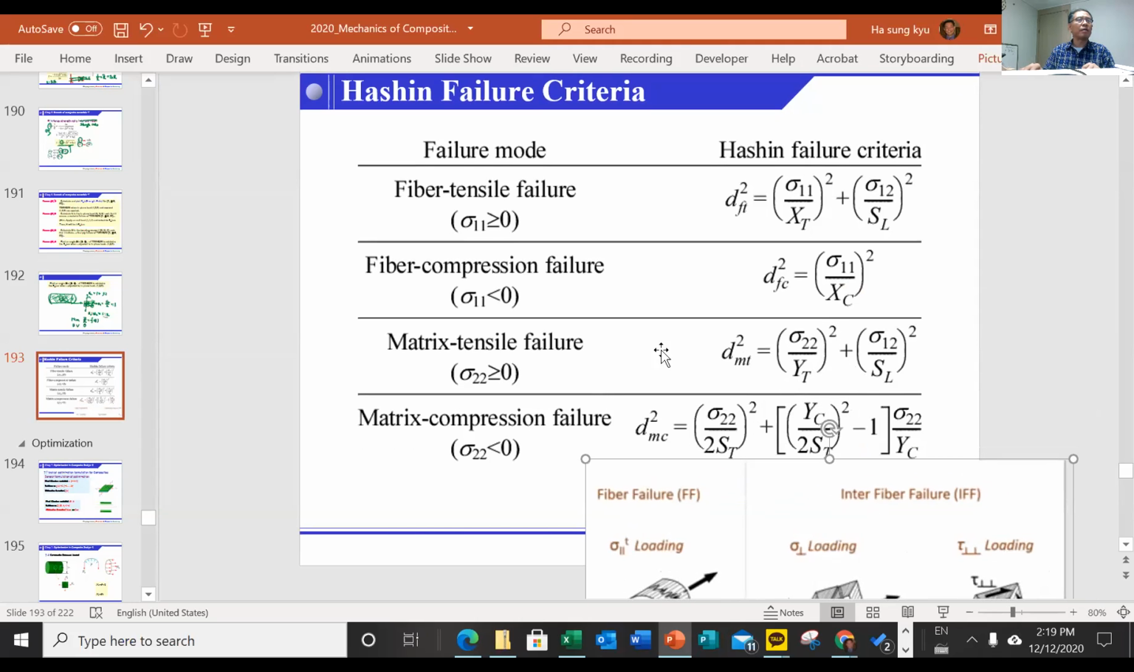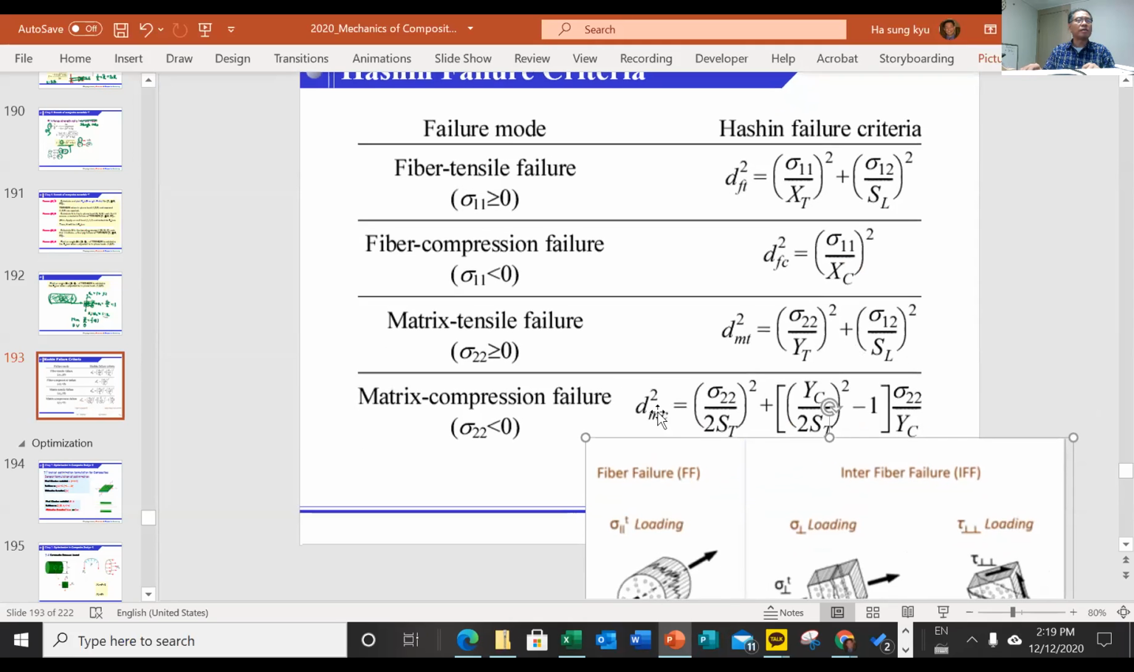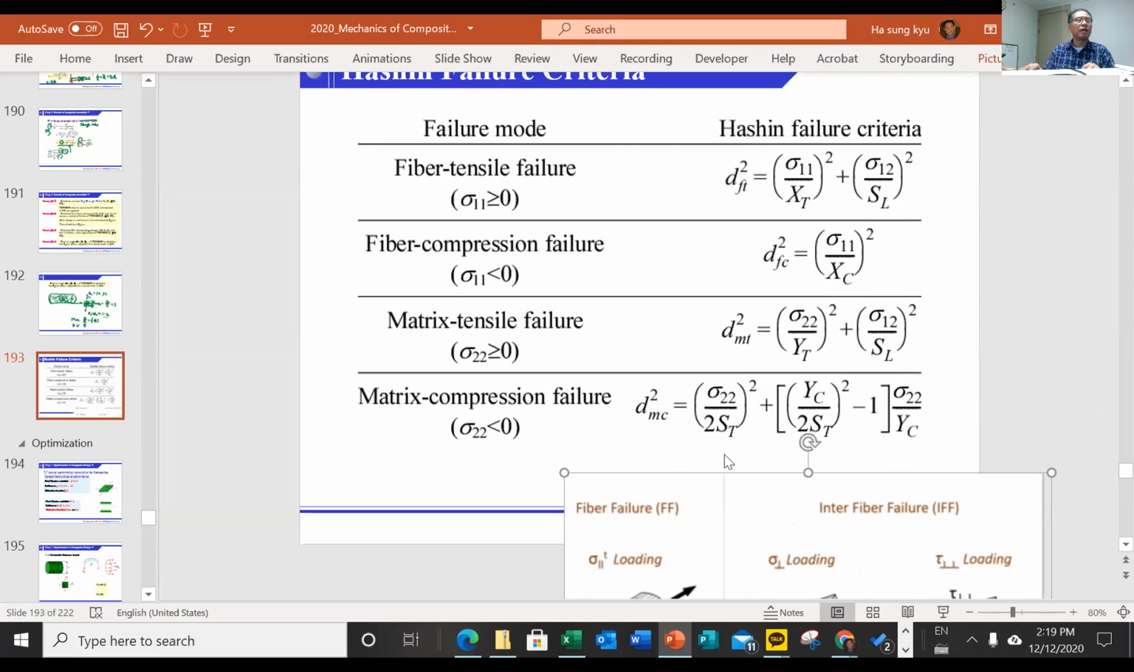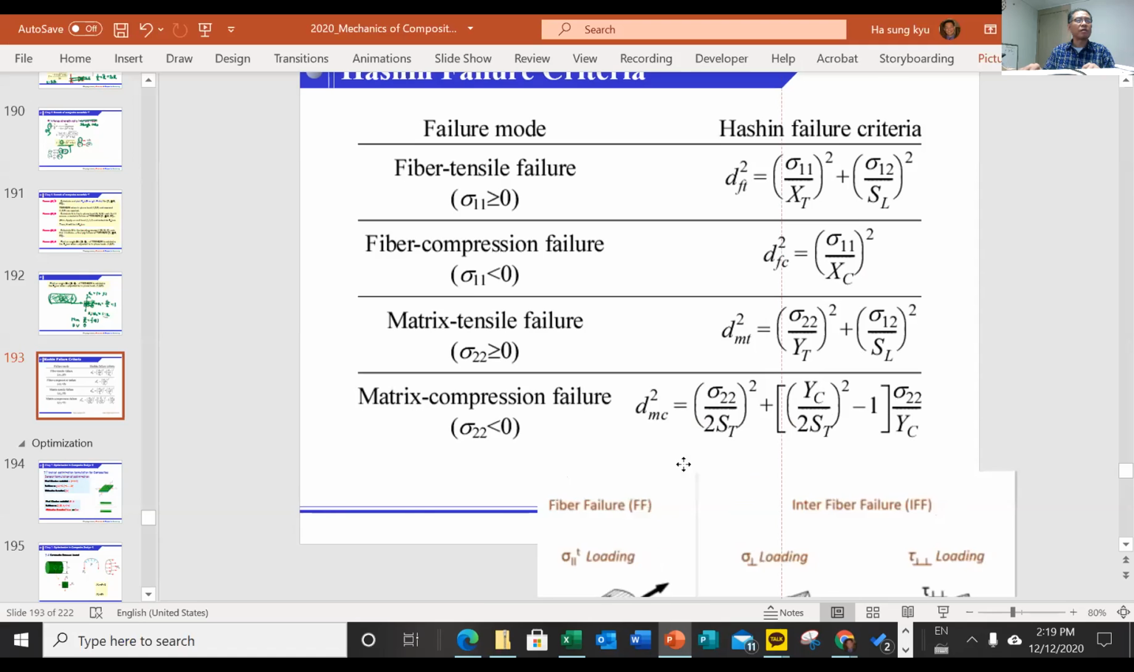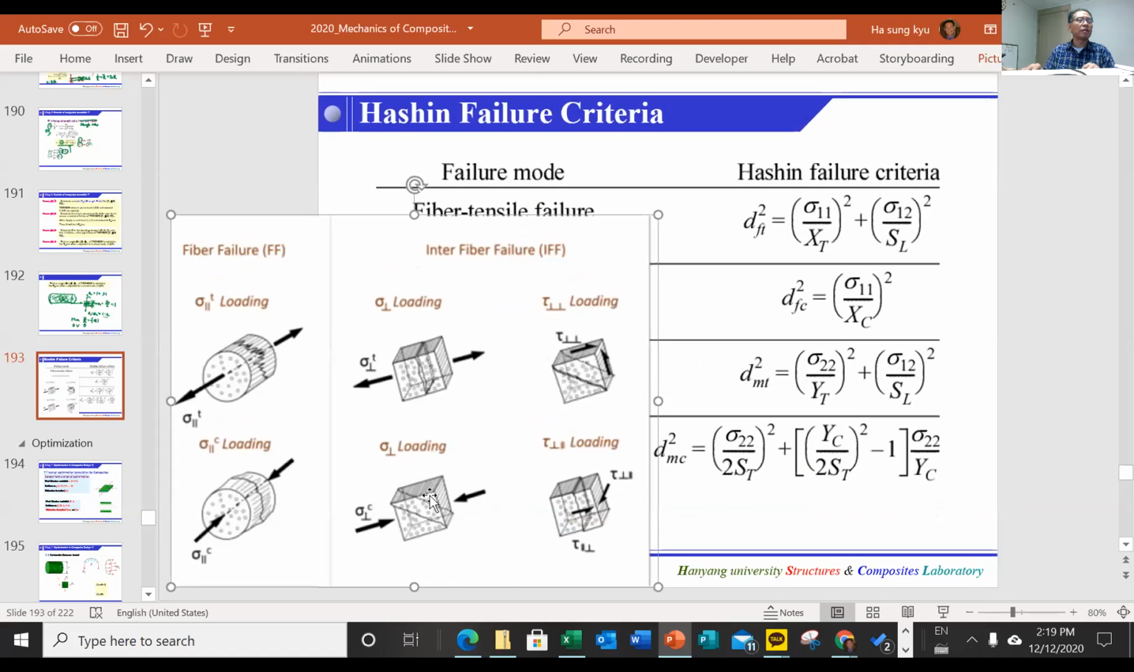So this is the matrix tensile mode. And the matrix compression mode is a little complicated, but as you can see, when sigma 2,2 is negative, the failure mode will depend on sigma 2,2 and the compressive strength, YC.